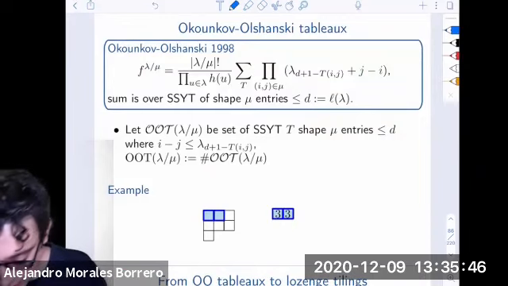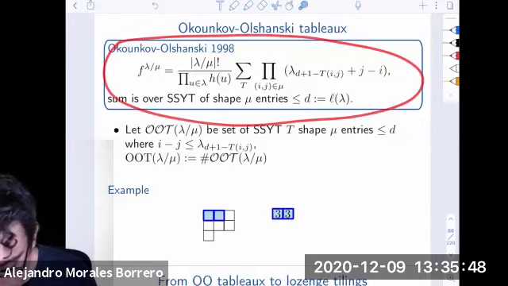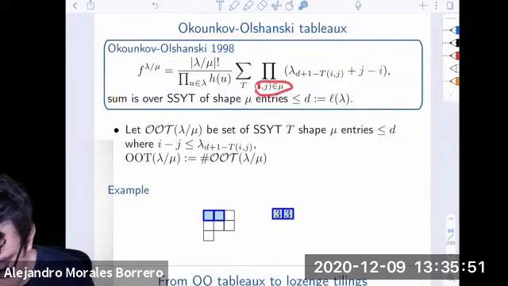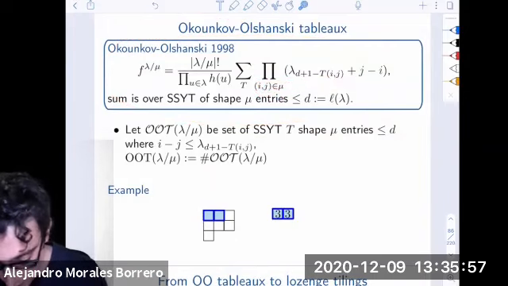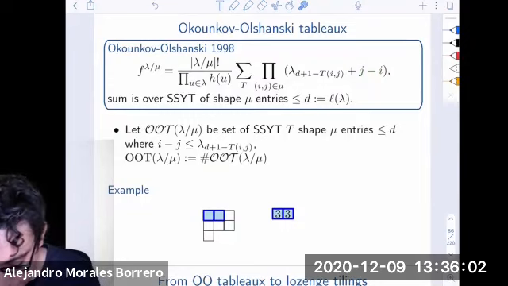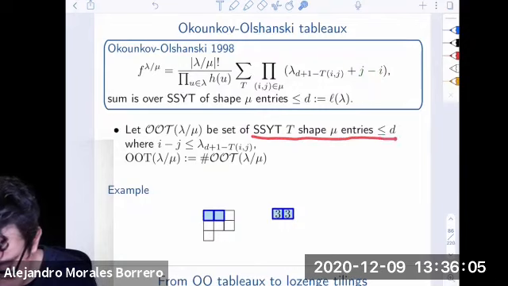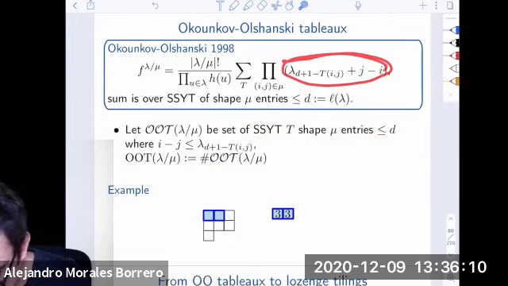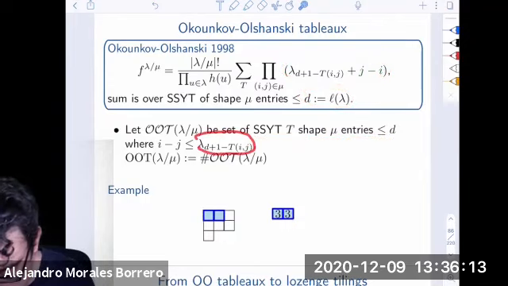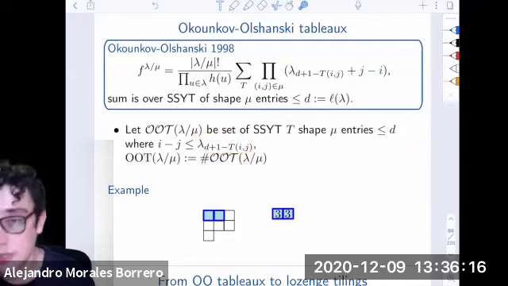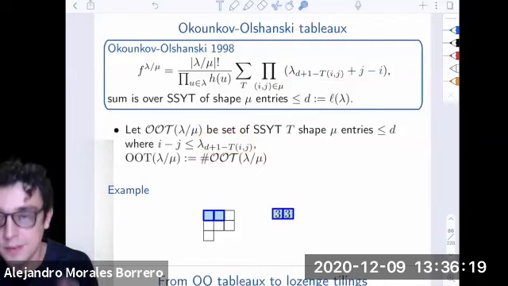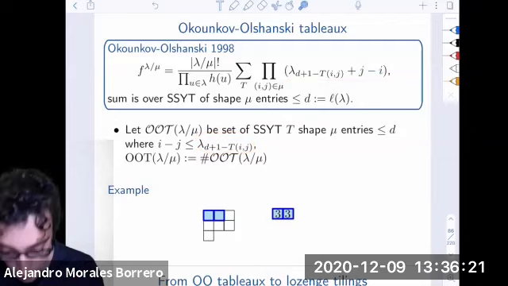Okay, so here is the original Okounkov-Olshanski formula. And kind of answering Greta's question, there is a product of size mu here. So let's restrict. The original terms of the formula are indexed by a semi-standard tableau of shape mu with entries less than or equal d. And now if we want this to be positive, I need that the size of lambda is bigger than i minus j, just to force that it's positive. So I'm going to call tableaux like that Okounkov-Olshanski tableaux.